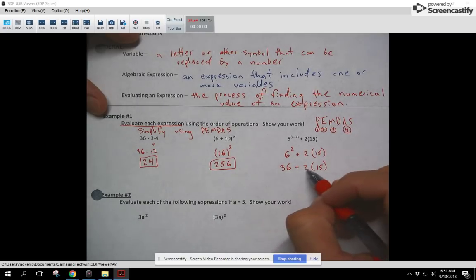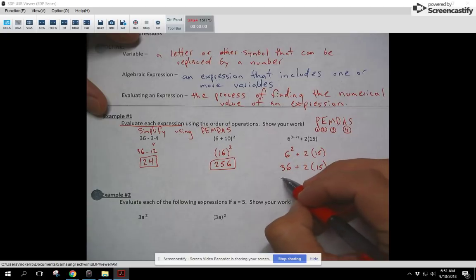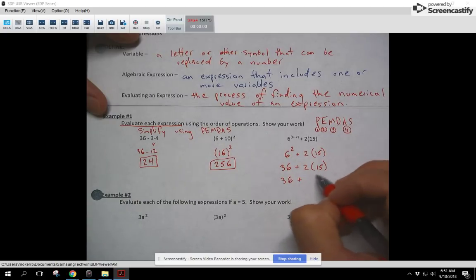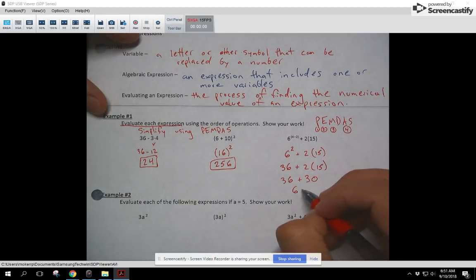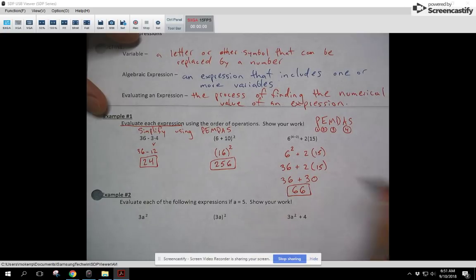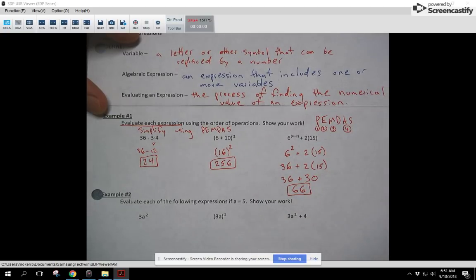So I'm not going to add 2 and then multiply. I'm going to multiply first. So 2 times 15 is 30. And now last but not least, I can add, and I get 66. All right, so those would be numerical expressions. There's no variables. When they say evaluate the expression, it basically means simplify and find the one number or the numerical value of the expression.